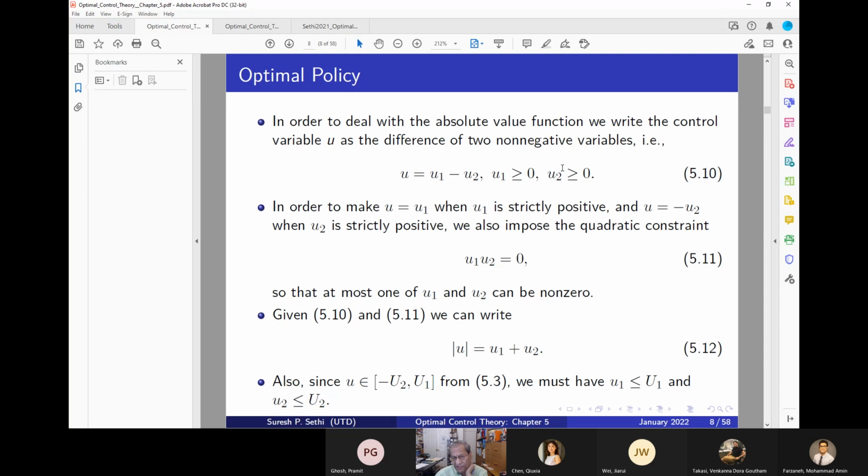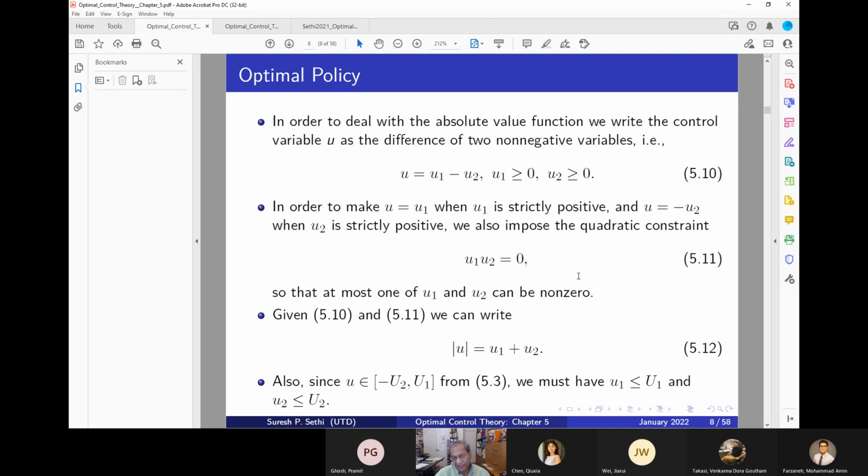If this is 5 and this is 3, then U is 2, but the absolute value is 8. So that transformation doesn't work. So I need to say 5 times 3, which is 15, that doesn't allow. So this constraint rules that out. It says that only one of these can be positive. But that's nonlinear. I don't like it. I don't like a nonlinear constraint.